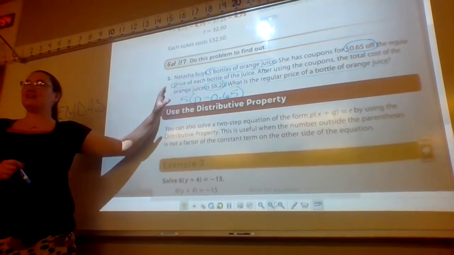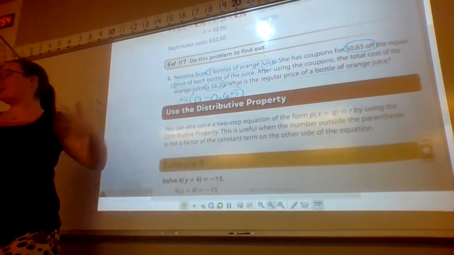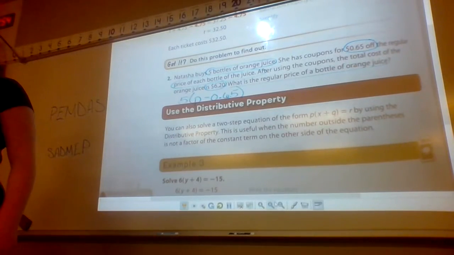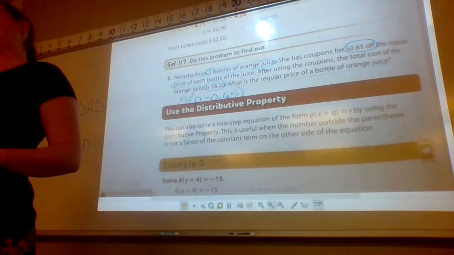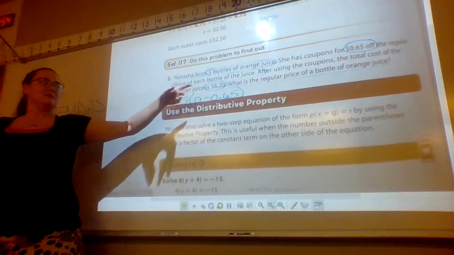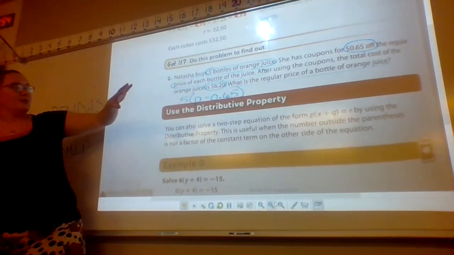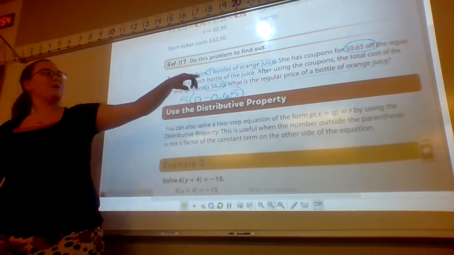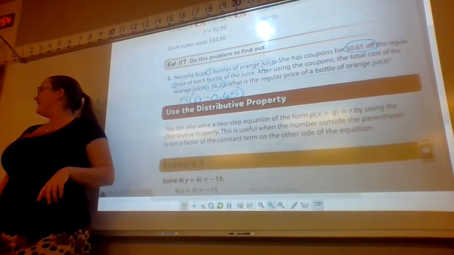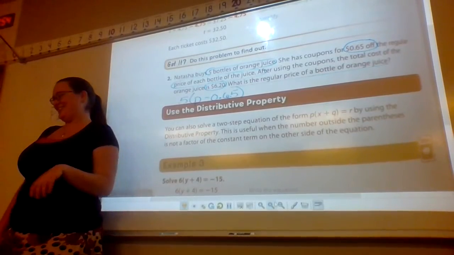Okay, did you guys see how this comes up? There's 5 bottles. If she has 5 bottles, does she also have the 5 coupons? We don't know. But she's going to have a coupon for each one. I know it doesn't tell you that, and I agree with you guys, that's bad, but it says she has coupons for 65 cents off the regular price of each bottle, so she does have enough.